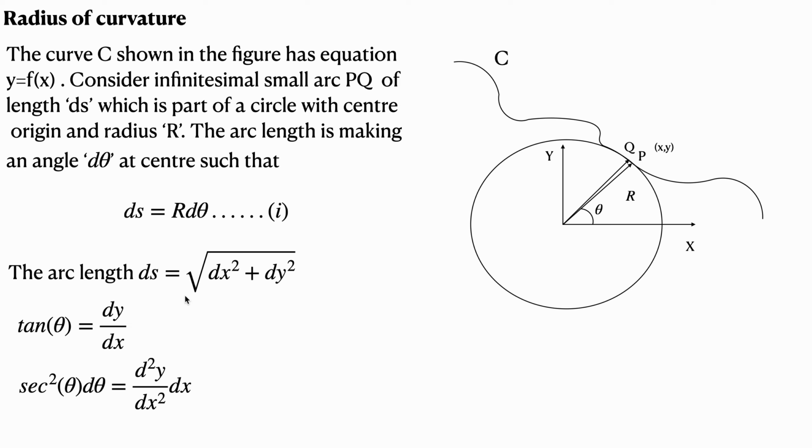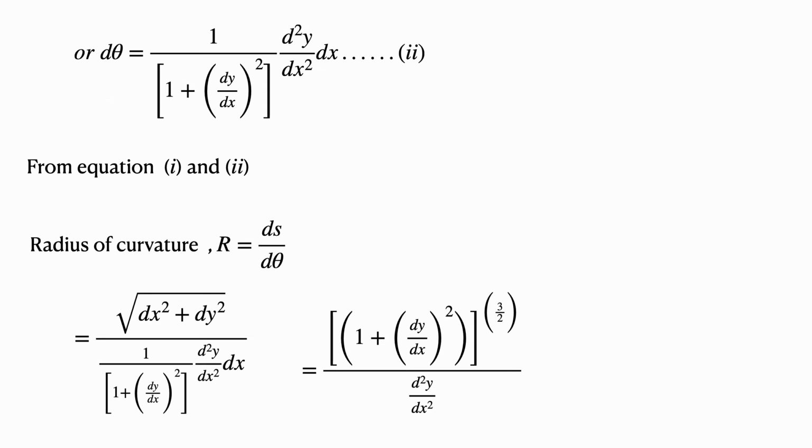Again, we know that the length of the arc ds equals square root of dx square plus dy square, and the slope of the curve at the point P is tan theta equals dy upon dx. If we differentiate this equation, we get sec square theta d theta equals d2y by dx square dx, or d theta equals 1 by 1 plus (dy by dx) whole square multiplied by d2y by dx square dx. Let's call this equation 2.